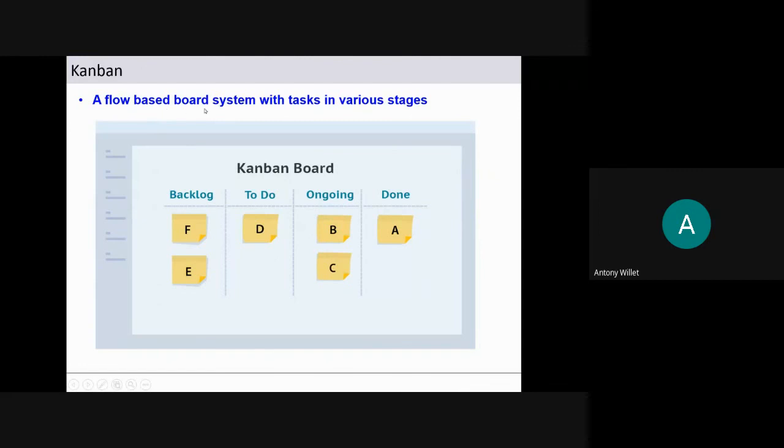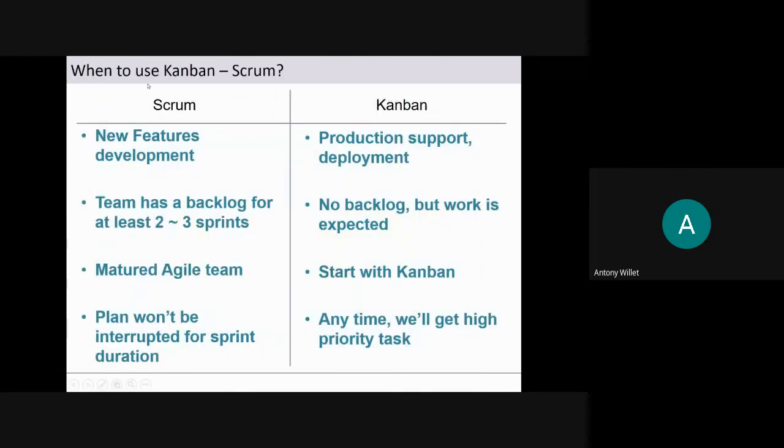It's a flow-based board system with tasks in various stages. It will be assigned to different people in the team. When to use Kanban and Scrum: for new feature development, Scrum; for production support, deployment, and ad hoc requests, Kanban. A Scrum team has a backlog for at least 2 to 3 sprints. For the next 1 month or 1.5 months, the team knows what we are going to work on, because it is, to some extent, a new development project. Whereas in Kanban, there is no backlog, but work is expected. As it comes in, we address it.